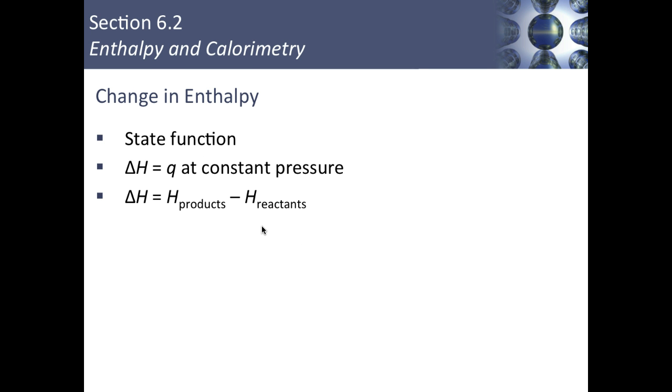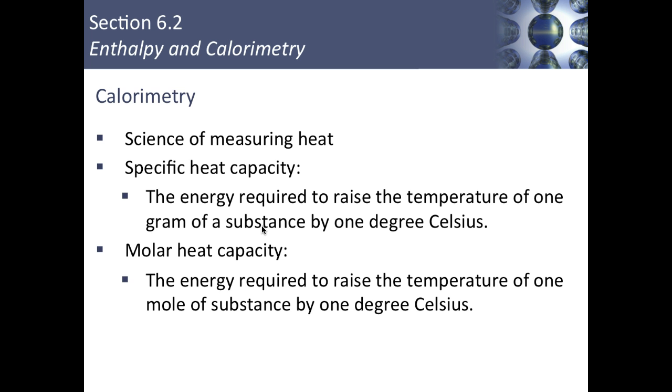Now, enthalpy. Enthalpy is also what we call a state function. It's looking at the Q value, or the heat, at a constant pressure. Okay? Now, if we want to find delta H, or change in enthalpy, we're going to look at it just like we have before: H of products minus H of reactants. We go even more specifically to look at calorimetry, because this gives us an idea of how this energy change occurs in an isolated system.